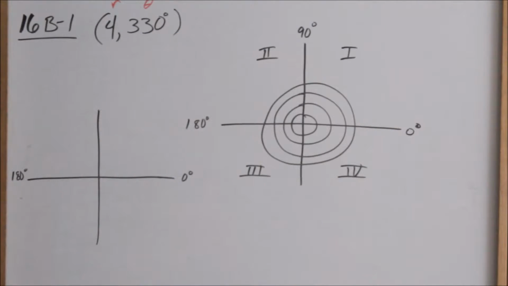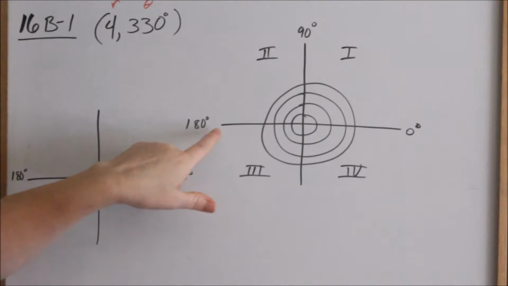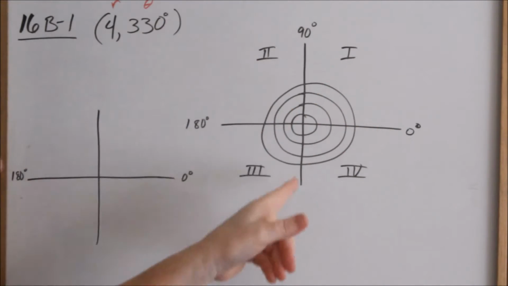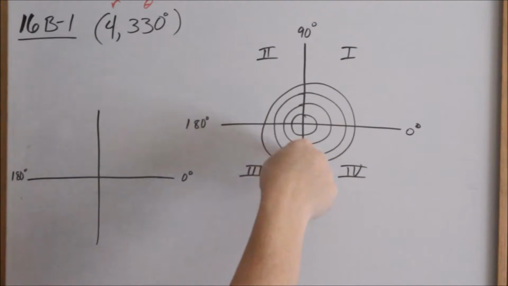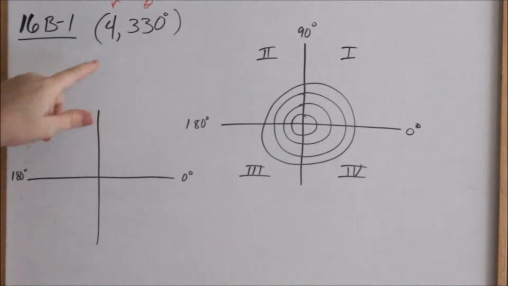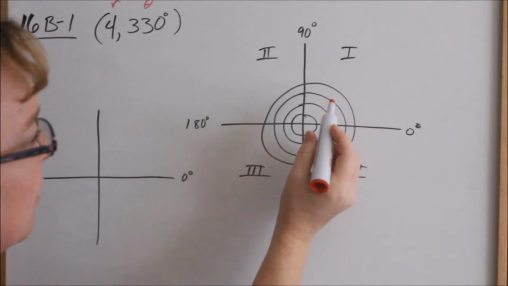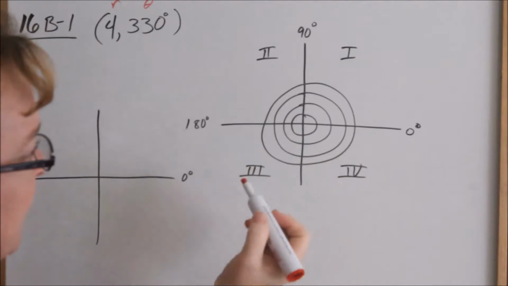So how do we graph polar coordinates? You will have a graph that looks like this. Notice we still have our x and our y axis on here. All we now have is circles, because we can use those to count out our radius. Okay, so we're told that our r value is 4, which is our radius. So we can start out at the origin and then count out 4 rings.